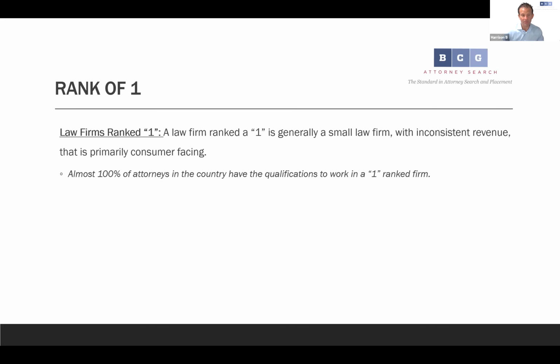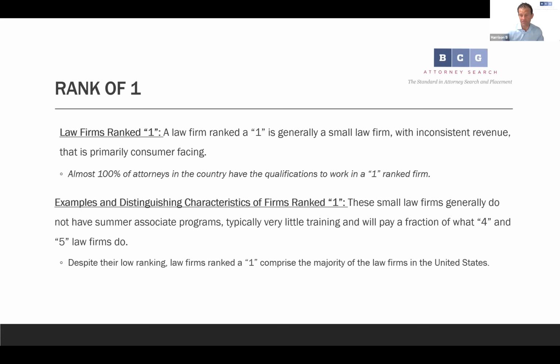And then a one is typically going to be very consumer facing. It could be a solo practitioner, a smaller town, a firm with inconsistent revenue. These firms often do not have summer associate programs, so they pay a fraction. In a city like New York City, they might pay a fifth or a sixth of what a major firm would pay a new grad, a young attorney. And this is the majority of firms in the country.